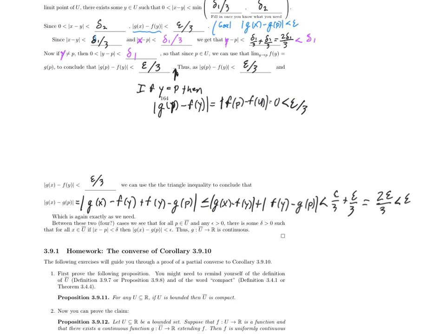So between 2 and 4 cases, depending on how you count them, we see that for all p in u bar and for all epsilon bigger than 0, there exists some delta bigger than 0. That delta depended on our choice of p, right? In fact, we had different ideas of how to get the delta depending on whether or not p was in u, such that for all x in u bar, if the absolute value of x minus p is less than delta, then the absolute value of g of x minus g of p is less than epsilon. Thus, g from u bar to R is continuous, completing the proof.